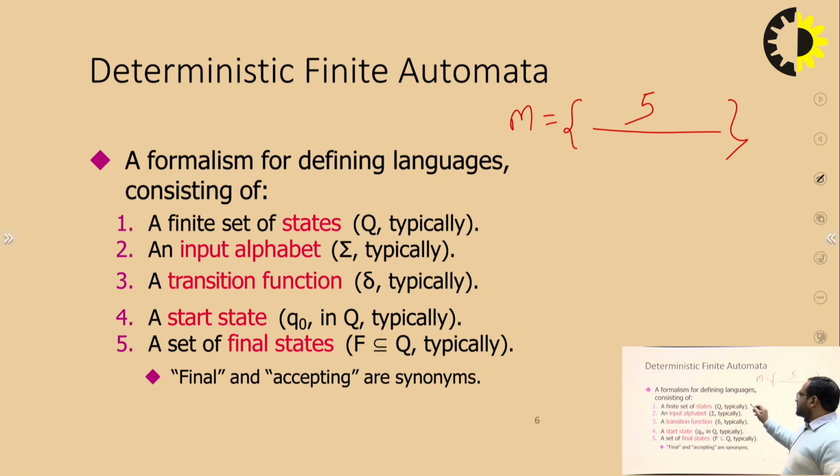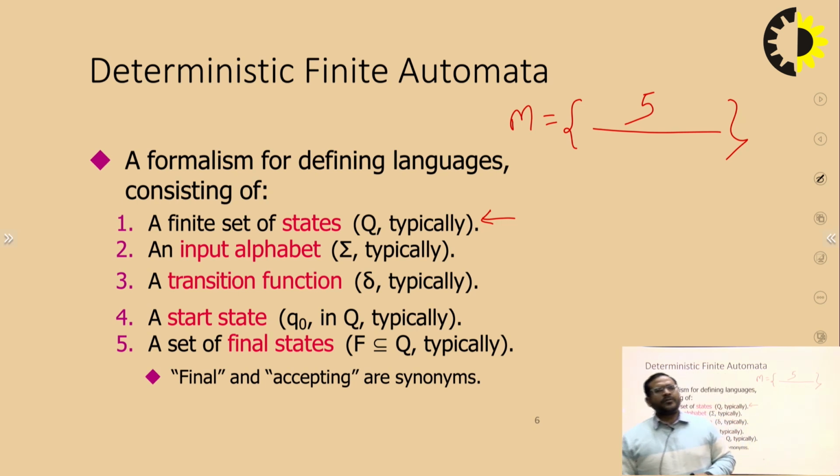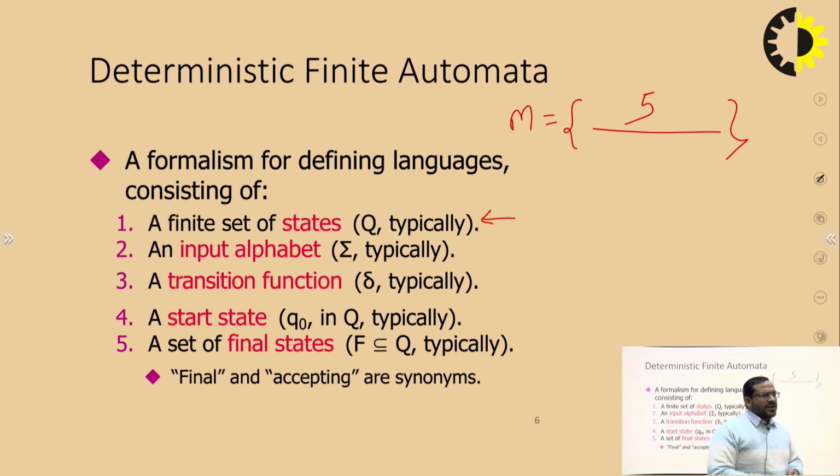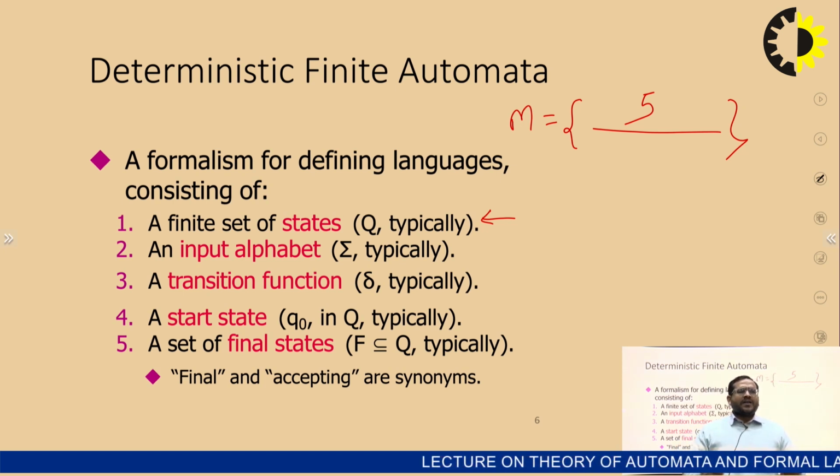The first tuple is Q. Q is a finite set of states. So a machine has multiple states. I'll take an example. Suppose there is an ATM machine. Whenever we go to an ATM, every ATM machine is in an initial state. In the initial state, the machine gives a message like welcome to the XYZ bank, and it is demanding an input.